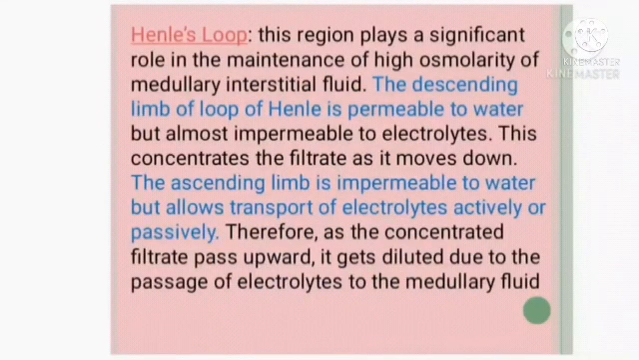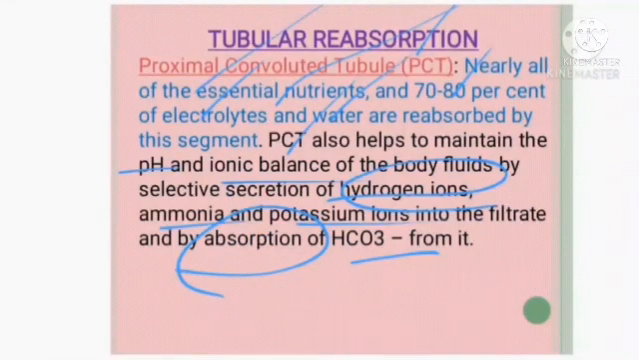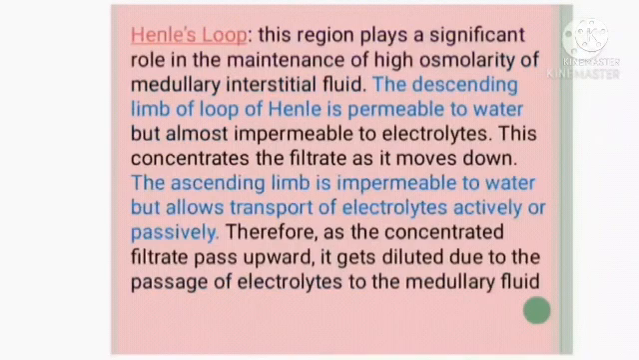So in case of the proximal convoluted tubule, what happened? In the proximal convoluted tubule, both secretion and reabsorption are taking place. In case of Henle's loop, what is taking place? Here, the descending limb of Henle's loop is permeable to water, which means it will allow the water to pass through the membrane, but it does not allow electrolytes. So it concentrates the filtrate. It is becoming much more concentrated.